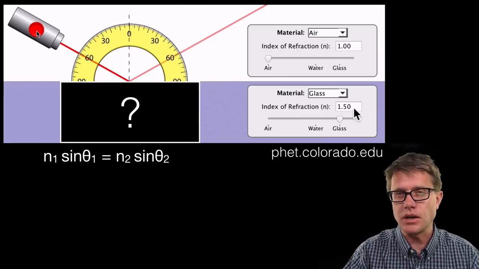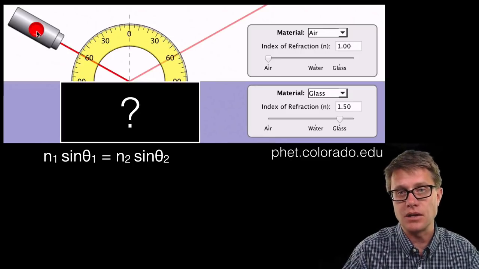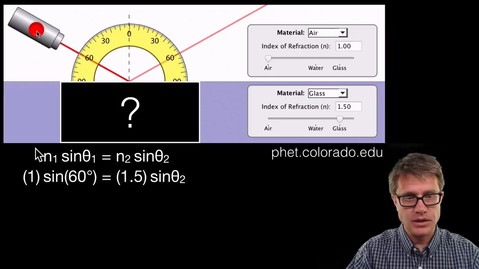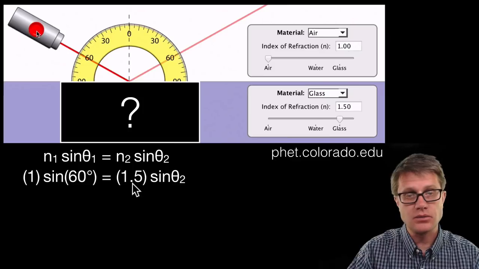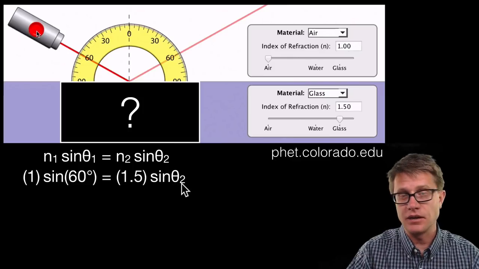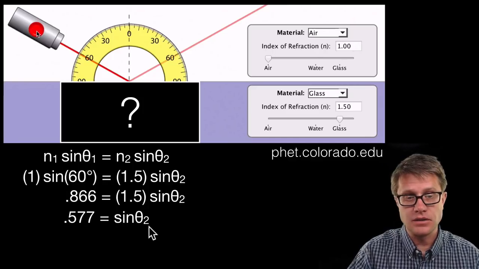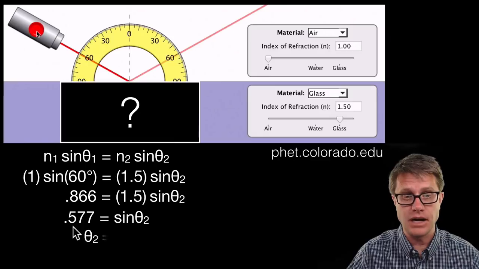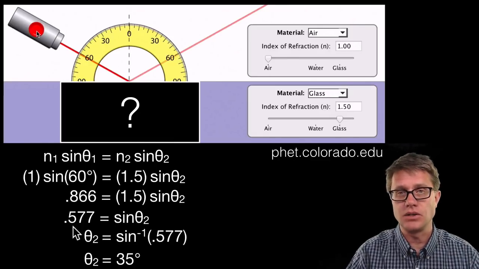And so what am I really trying to solve for? I want to figure out that angle of refraction, how it comes out. So that's going to be my theta 2. So I plug in what I know. So this is index of refraction of the light, the angle coming in, index of refraction of the glass, and this is the angle coming out. So I solve for that. Now I've got sine of theta 2 equals 0.577, so I have to take the inverse sine to figure out what that angle is going to be, and so I get around 35 degrees.